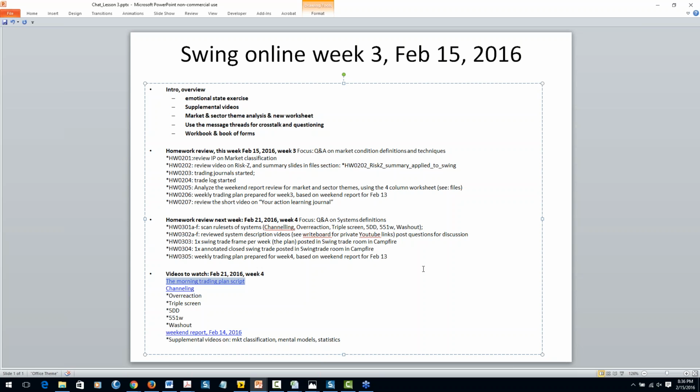It's a way to distill all of the prep work down to an executable format. It's sort of your elevator speech for how you want to trade that day or that week ahead. So I'd like you to start looking at that and see what that looks like. The channeling video is already up. I will have the other ones completed and uploaded shortly, by this time tomorrow.